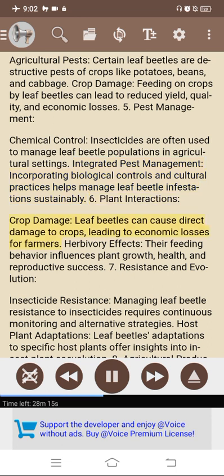6. Plant interactions. Crop damage. Leaf beetles can cause direct damage to crops, leading to economic losses for farmers. Herbivore effects. Their feeding behavior influences plant growth, health, and reproductive success.